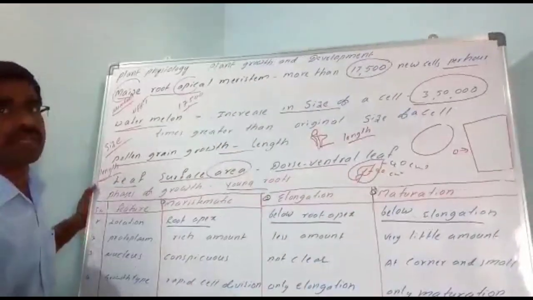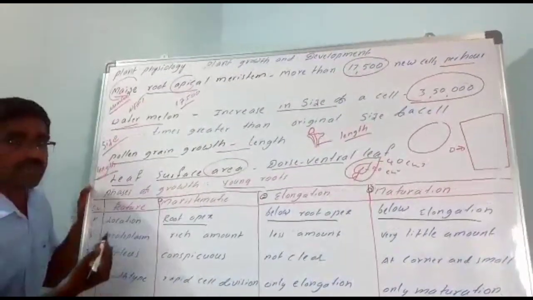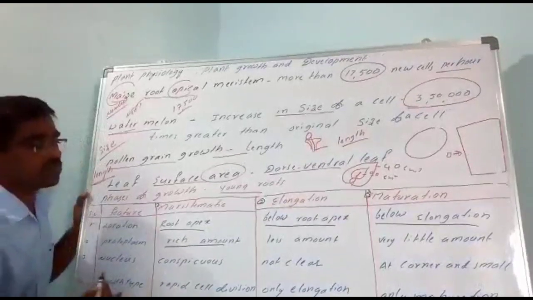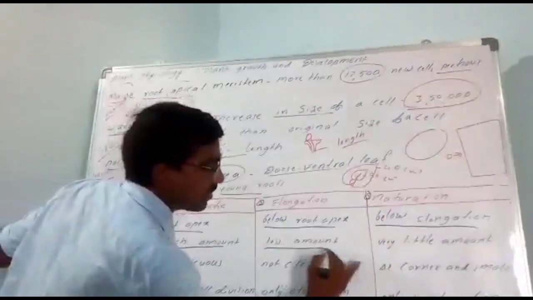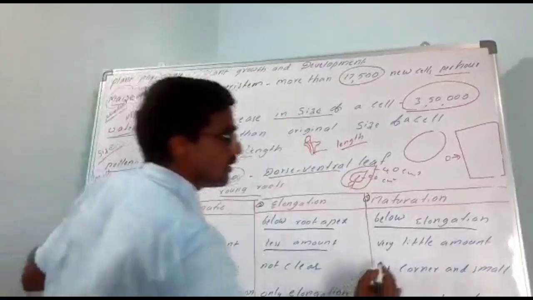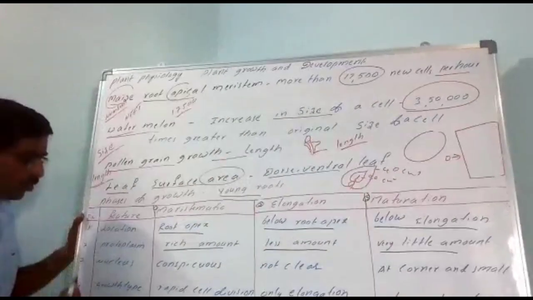Below this root apex, the elongation phase is going on. Then the type of protoplasm: the meristematic cells are rich in protoplasm, a rich amount. In the elongation tissues, the amount of protoplasm is less. Then the maturation cells have a very little amount of protoplasm.